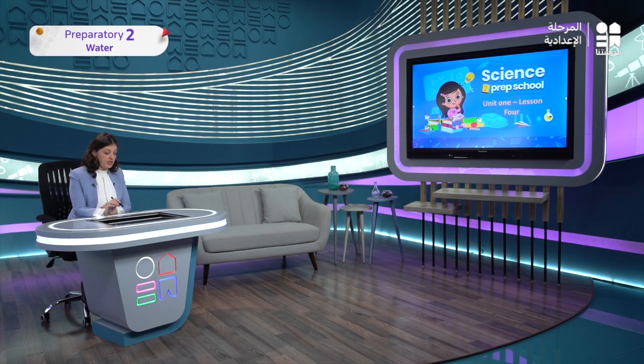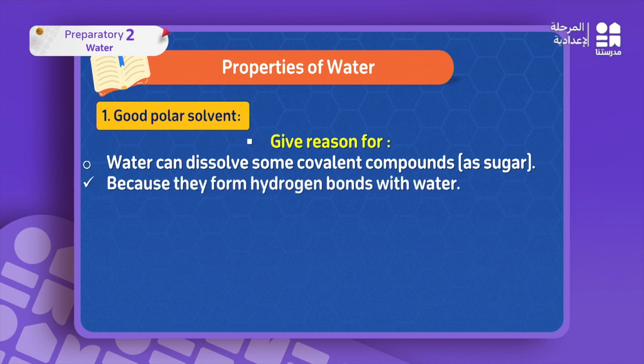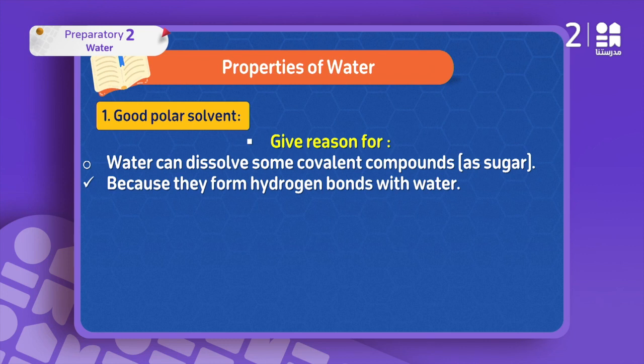تعالوا ناخد شوية applications على الpoint دي ب questions. Give reason for water can dissolve some covalent compounds like sugar while sugar dissolve in water. What is the reason for this؟ نقول له علشان the sugar can form hydrogen bond with water. يبقى الsugar dissolves because it can form hydrogen bond with water. الsalt dissolve because it's an ionic compound and the water is a good polar solvent for most of the ionic compounds.